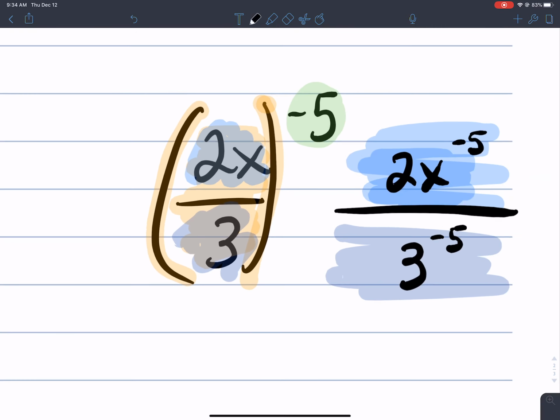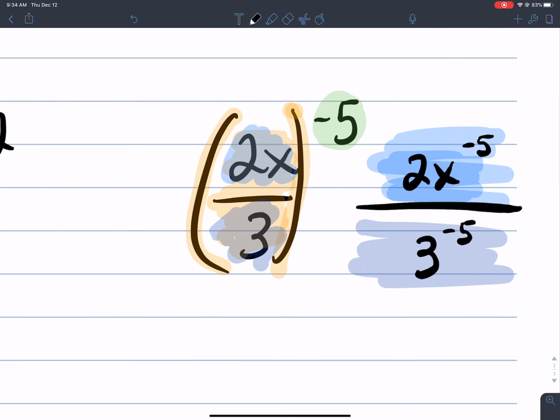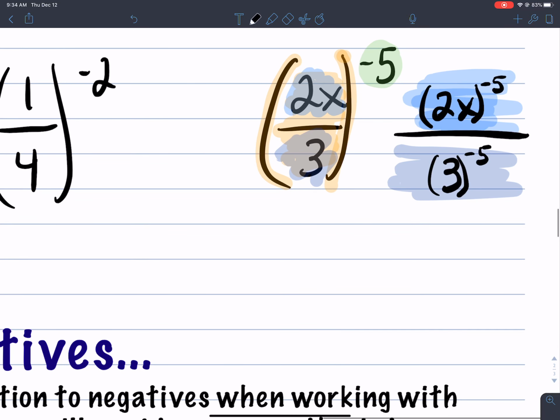The 2 and the x were supposed to be raised to a power. So that's why we need to include parentheses. So here we see some negative exponents. So we know negative exponents mean move the location of the base. So this 2x was on top, so now it's going to go to the bottom.